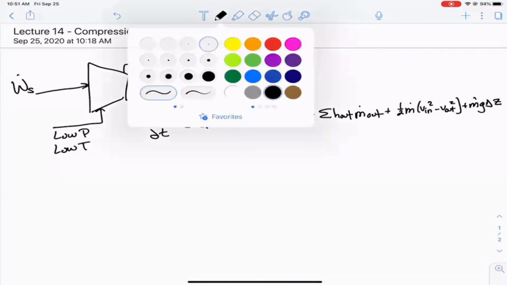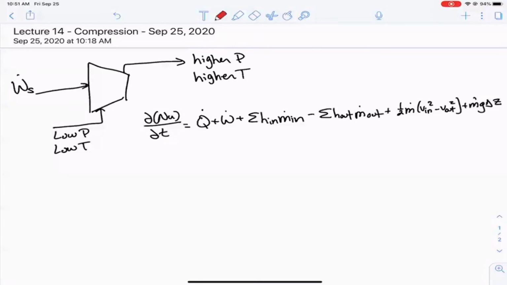Now, there are several assumptions that we can make for an operating compressor. The first one, of course, is that we're going to operate this thing at steady state. Another very common assumption is that it's adiabatic or well insulated, that the change in the height is not significant, and that's pretty accurate, and that the gas velocity in and the gas velocity out are approximately the same.